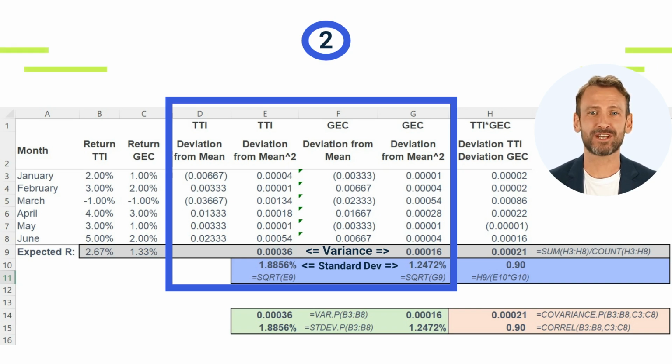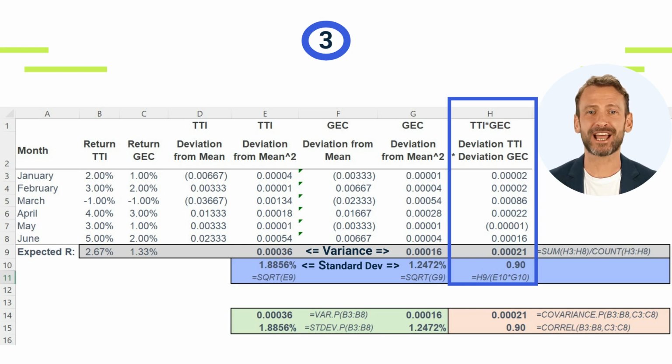Once you have the average return for both firms, TTI and GEC, you can now calculate the variance and the standard deviation of their returns. Remember that we performed these calculations step by step in one of the previous videos on standard deviation. Just to refresh your memory, we need to calculate the deviation of the return for each month from the average return. These deviations must then each be squared. Finally, remember that the average of these squared deviations is the variance and the square root of the variance is the standard deviation. You can verify that your answers are correct using the Excel commands var.p and stdev.p.